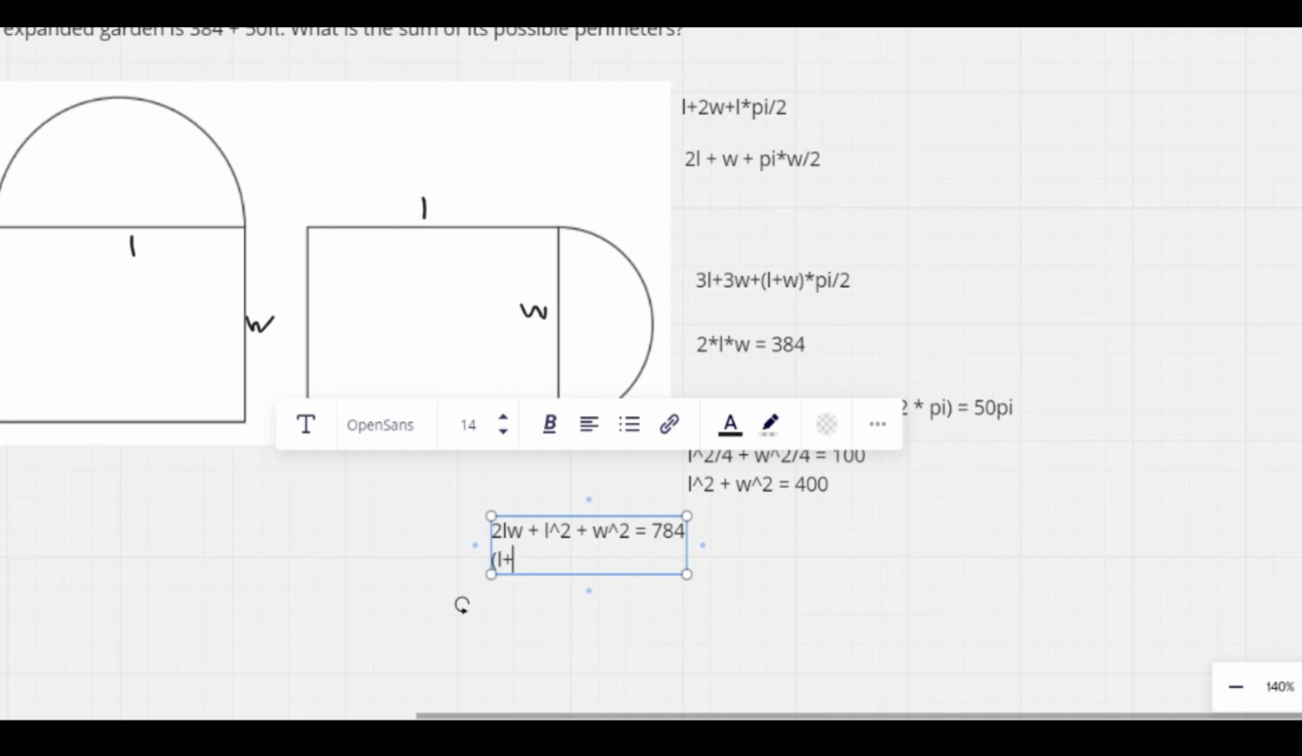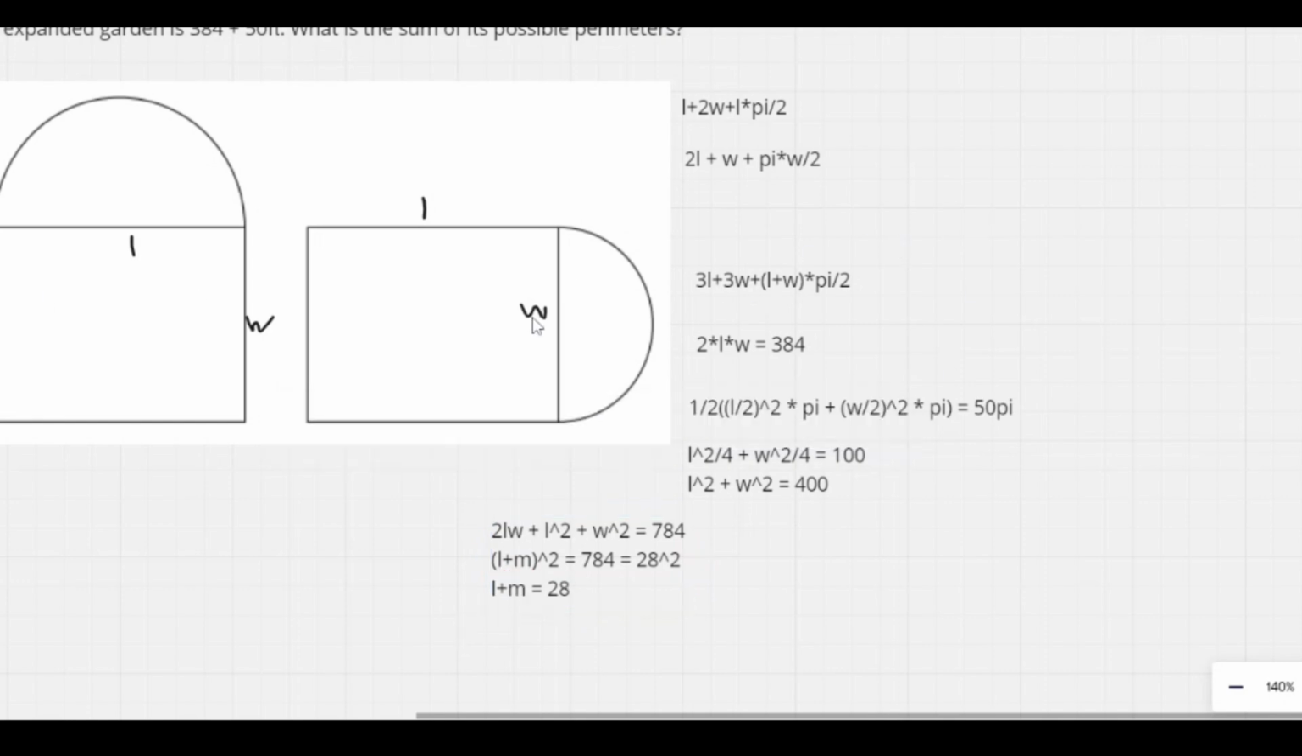And then we could make this into a quadratic equation. L plus W squared equals 784, which is 28 squared. So take the square root of both sides. L plus W equals 28. And then we can plug it into this equation right here.